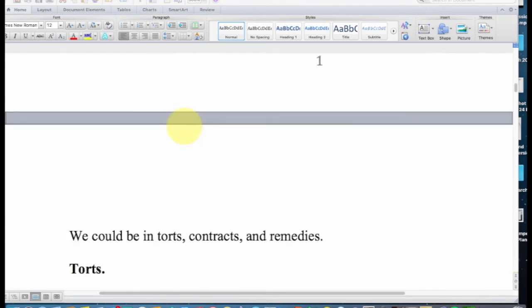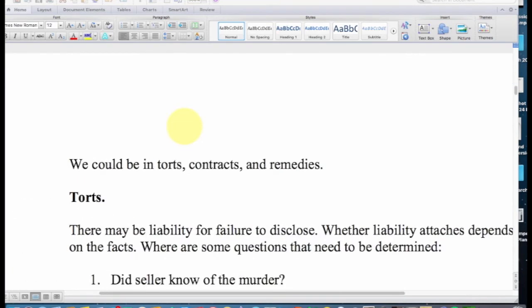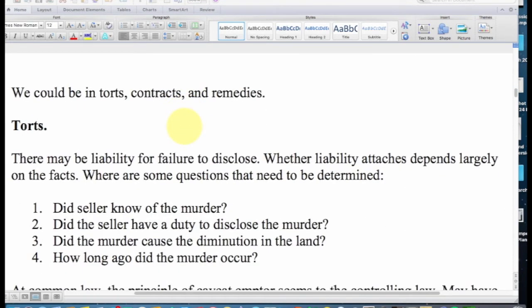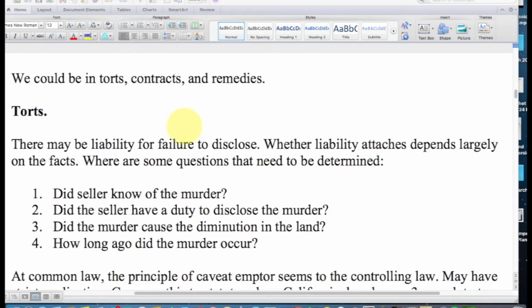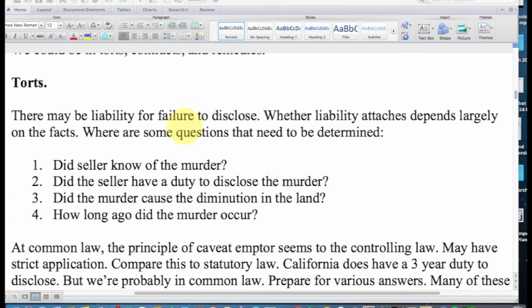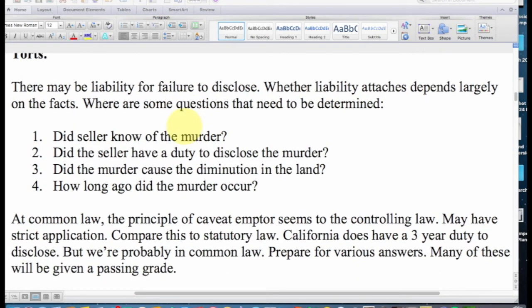And let's see the area of law here. We could be in torts, we could be in contracts, and then of course remedies. Let's talk about torts first. Now, there may be liability for failure to disclose, and whether that liability attaches depends largely on the facts. Some of the questions that I have are these: did the seller know of the murder? Did the seller have a duty to disclose the murder? Just because there was a murder does not necessarily mean that a duty to disclose attaches. Also, did the murder cause a diminution in the value of the land, and how long ago did the murder occur?